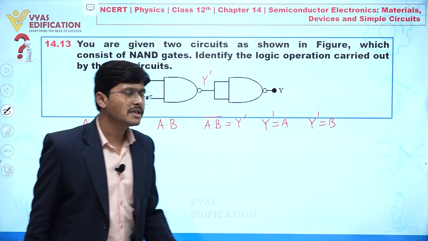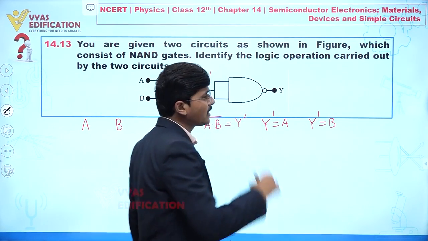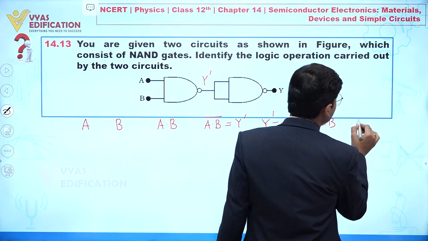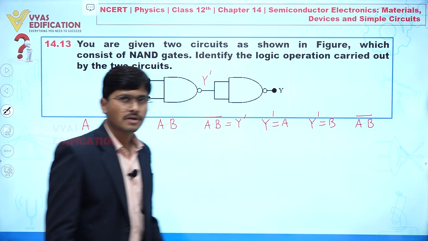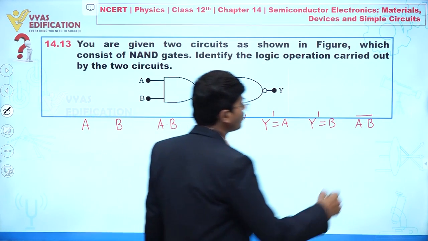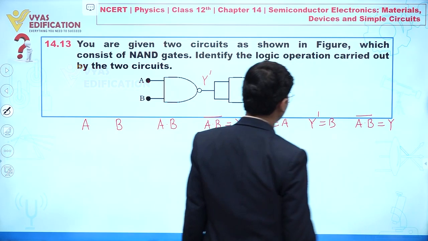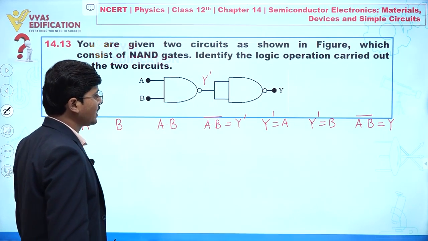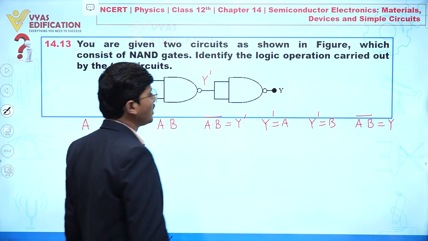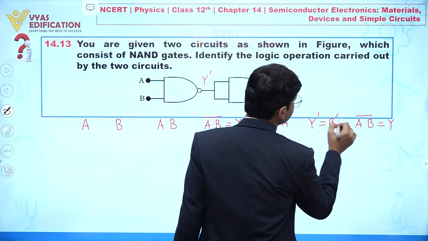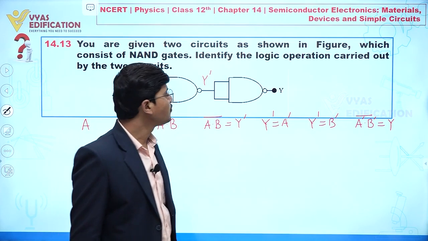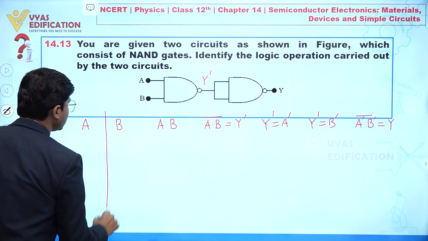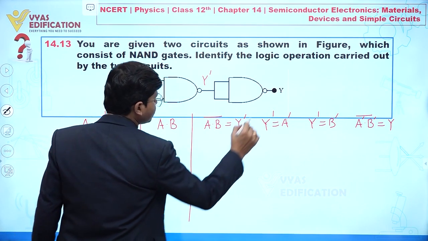And after that we are getting a NAND gate. NAND gate means we are taking A and B, and this one is this one. And this is equal to Y. If you are getting confused, let's suppose we take this as A dash, B dash, so this is A and B dash and this is a NOT gate. So now we can place all values and find our answer.